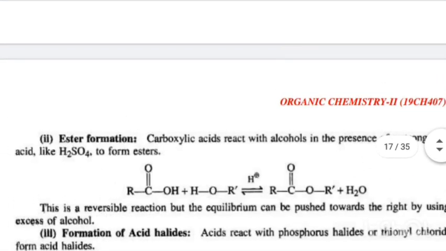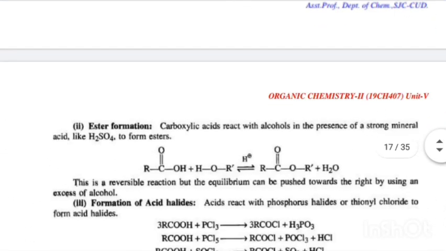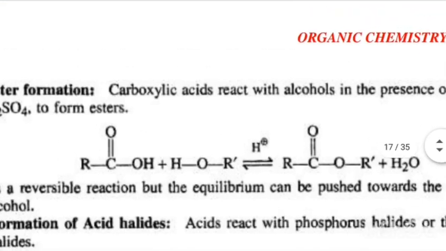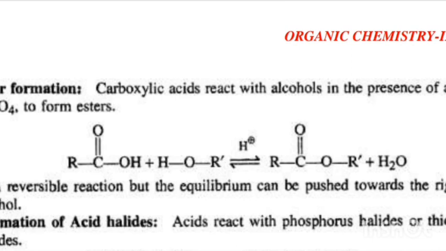The second type of reaction is ester formation. In this reaction, the carboxylic acid reacts with alcohols, which have an OH group, in the presence of a mineral acid. In the presence of a strong mineral acid like sulfuric acid, it forms esters. While carboxylic acid reacts with alcohol, hydrogen is released from the carboxylic acid and OH minus is released from the alcohol. These two join together and form water, and the remaining parts join and form an ester group.